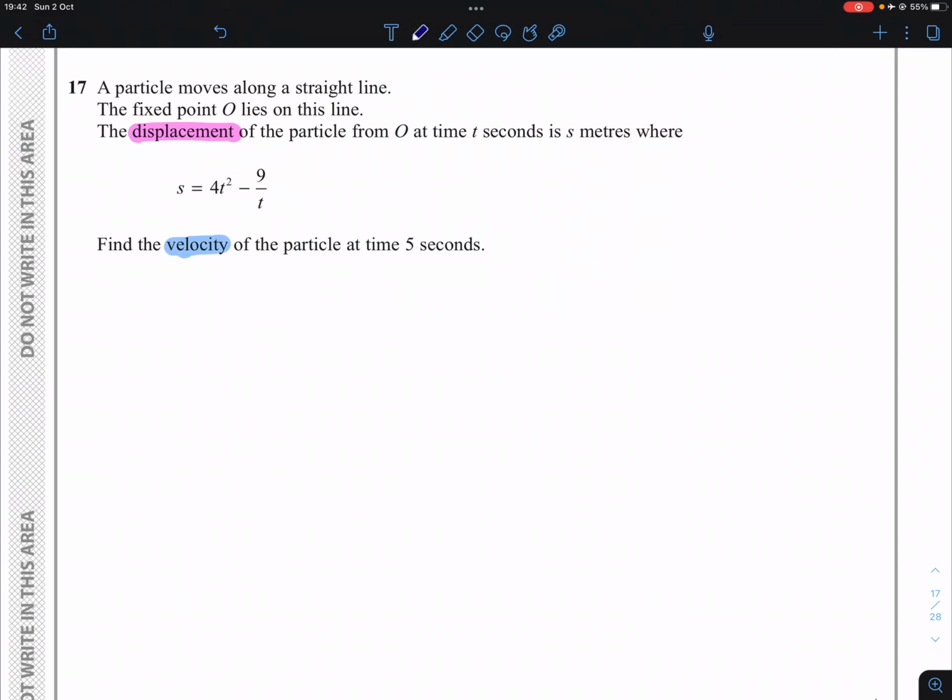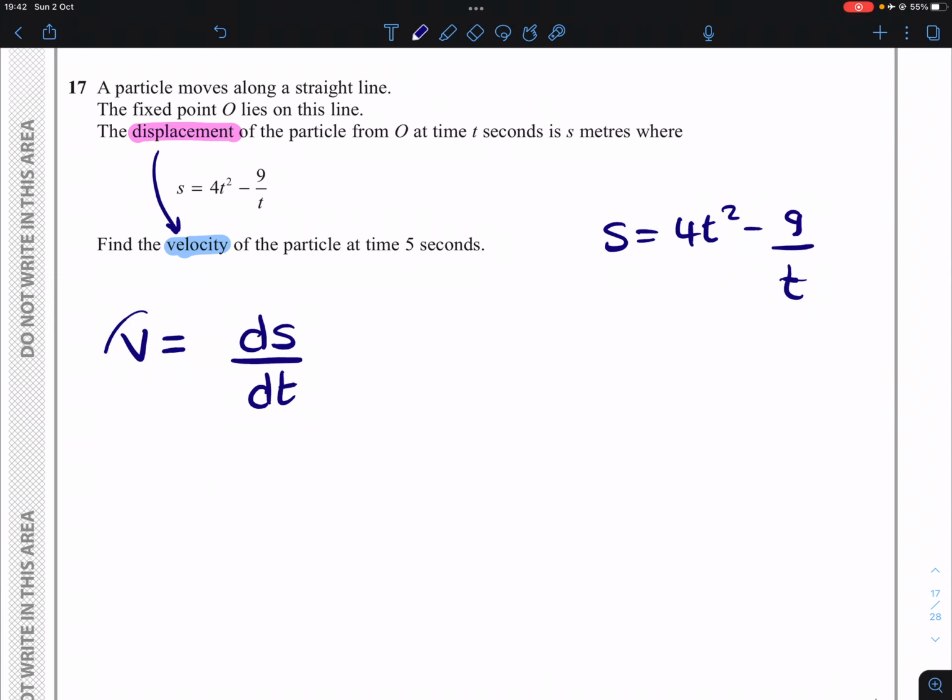So whenever you have displacement and you're being asked for velocity, this is a calculus question, a differentiation question, where the velocity is equal to the rate of change with respect to time of displacement. So s equals 4t squared minus 9 over t. We need to differentiate that in order to get an equation for the velocity.